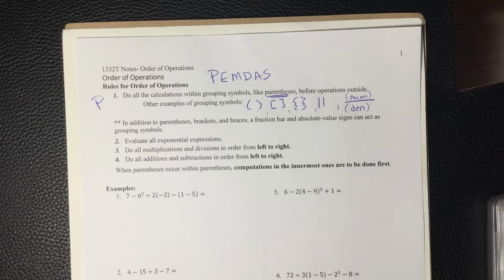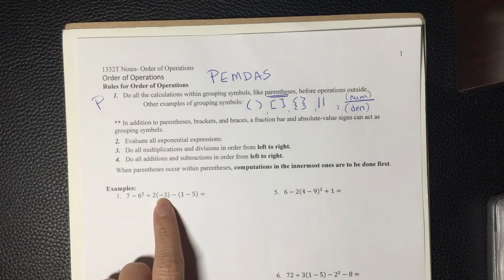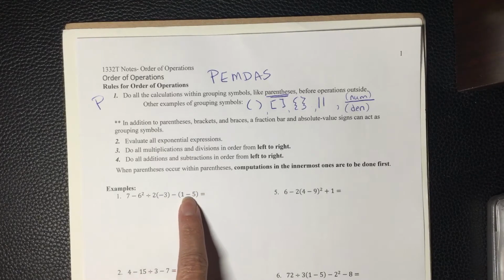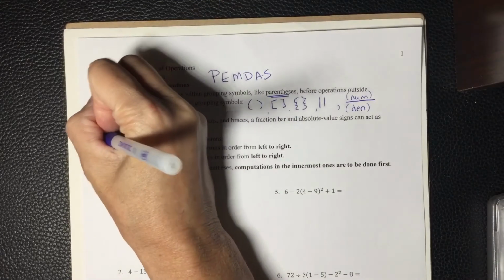Now if we look down at number 1 really quick, this first parenthesis just has a single number in it. So that's not a grouping symbol, it's actually a multiplication symbol. There's nothing inside there to do. So when we're talking about operations within parentheses, we're talking about something like this, where we would go ahead and figure out what 1 minus 5 is. Now once we've done all of our grouping symbols, we move on to exponents. That's our E.